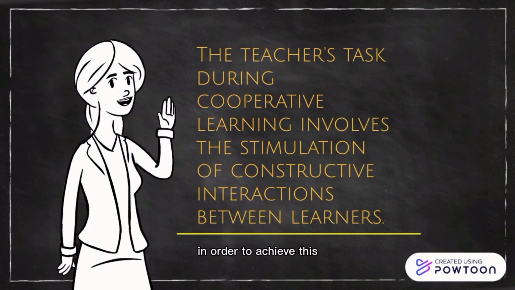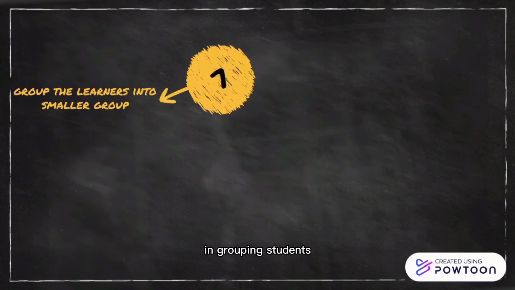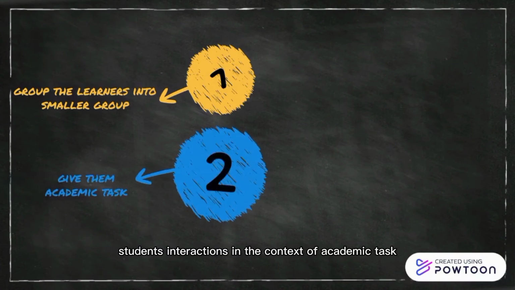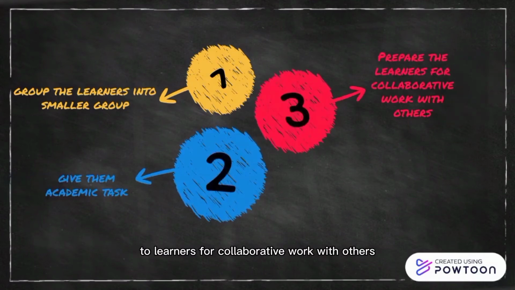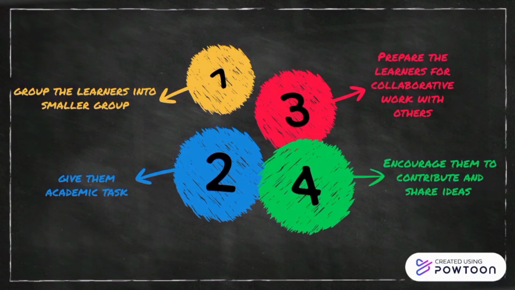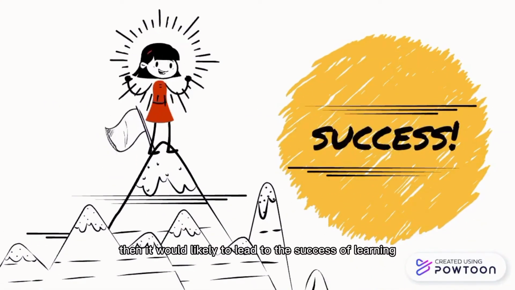In order to achieve this, the teacher must first group the students. In grouping students, safety is the teacher's number one priority. They must avoid bullying situations, therefore consider grouping students for a harmonious and safe environment. Next, the teacher should organize students' interactions in the context of academic tasks. Then, the teacher will prepare the learners for collaborative work with others. And lastly, the teacher must encourage the students to contribute and share their ideas. If all these steps are followed, it would likely lead to the success of learning.